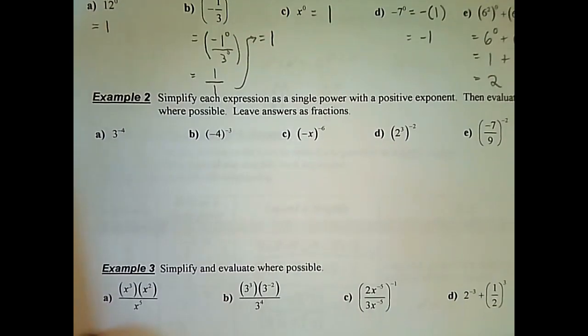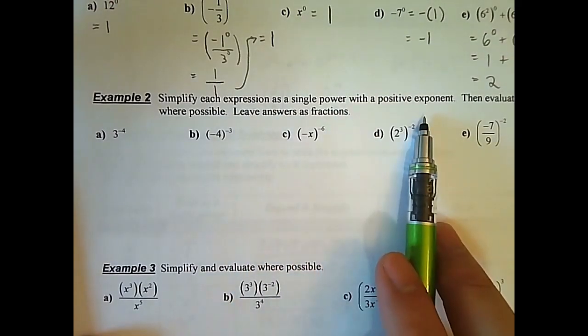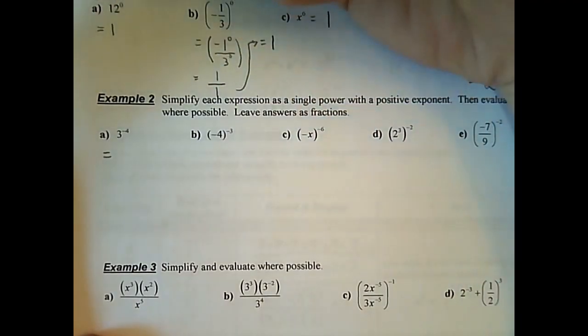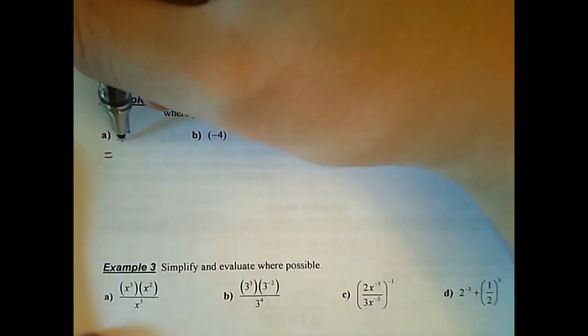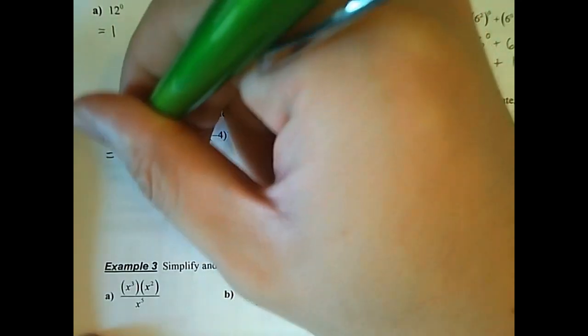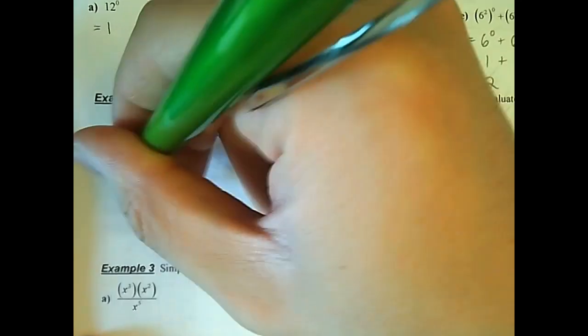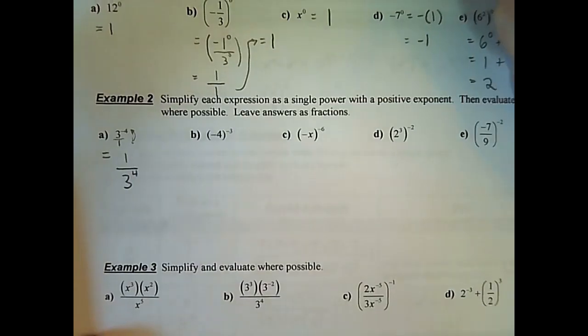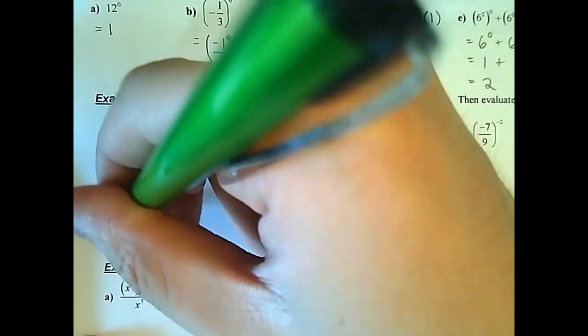Our example 2 says simplify each expression as a single power with a positive exponent, and then evaluate if we can. So for the first one, we see a negative exponent. Remember, any whole number is really a fraction still over 1. So if I want a positive exponent here, I'm going to find the reciprocal. By flipping the fraction, the exponent stays with a 3, but once I move it to the bottom of the fraction, it becomes a positive exponent. So now this just becomes 1 over 81.